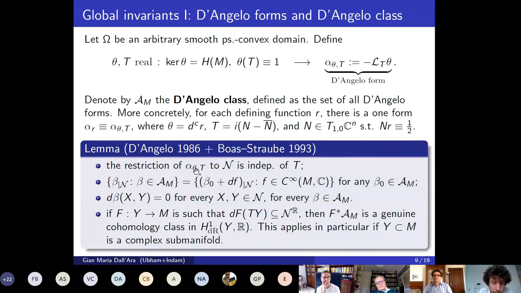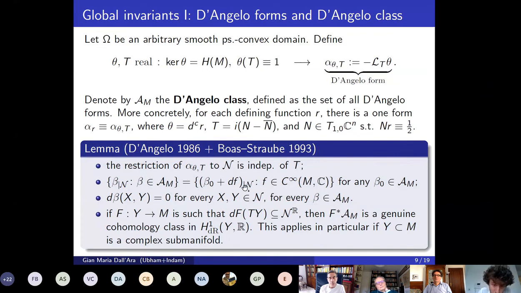Second important property is that if you look at the class of all D'Angelo forms, the D'Angelo class, and you only look at the restriction to the Levi null distribution, then this is the same as considering one fixed element beta 0 in the class of D'Angelo forms and adding all possible exact differentials of global smooth functions. Sorry, here I put smooth functions with complex values, but of course I need smooth functions with real values. I'm really sorry. And so the thing starts to resemble a cohomology class.